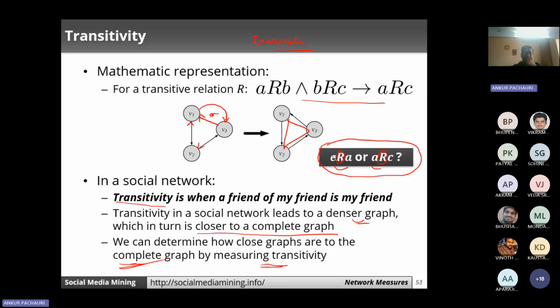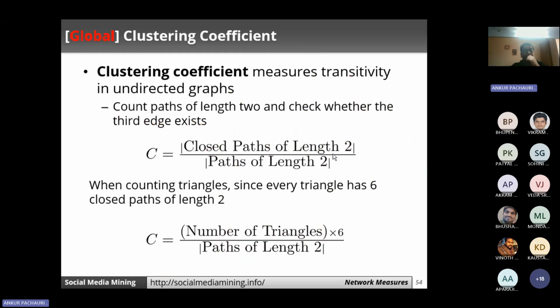Thanks for that example. I was trying to figure out the difference between both the relations, but I was not able to. So thank you. Now let us move back again to the clustering. So the clustering coefficient is the same thing.